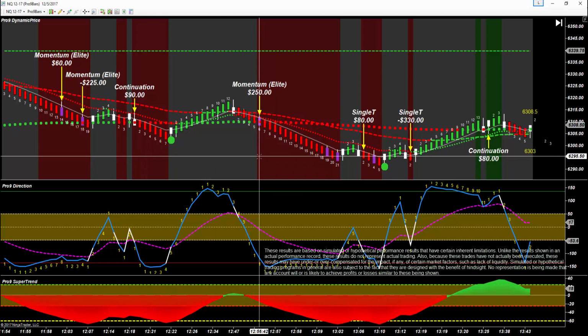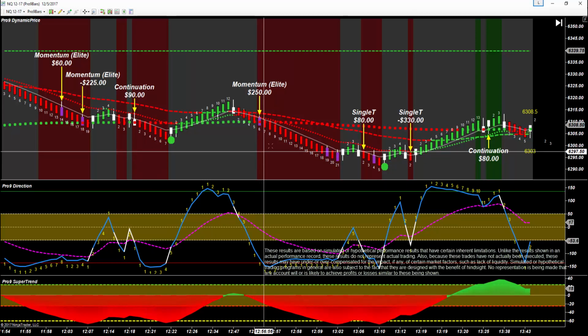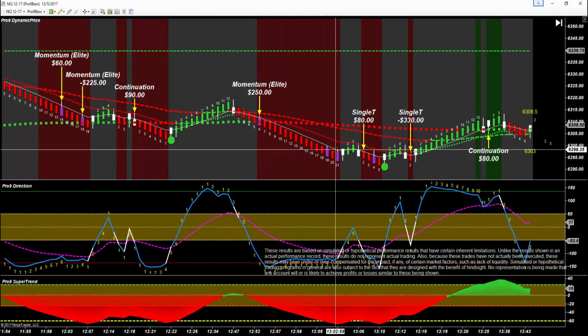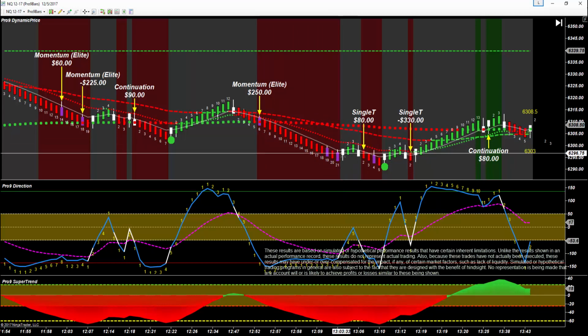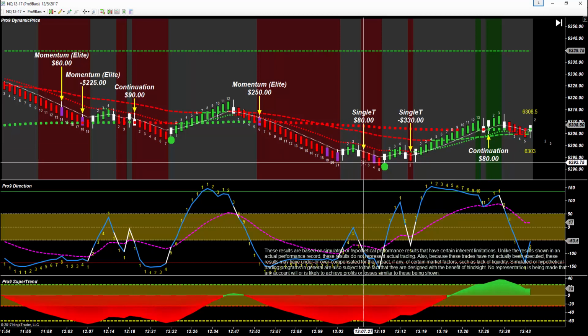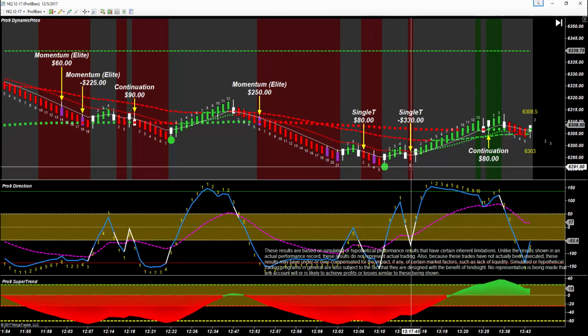This one hits profit target, and we're able to trail at the green DPI, riding over these wicks here on bars 19-21, eventually getting stopped out by this turn bar. Then we have a single T short that just hits profit target, followed by a single T short, and this one unfortunately goes against us for a full stop.